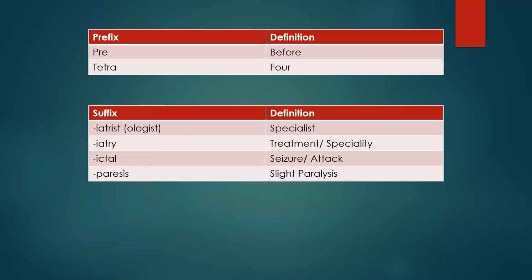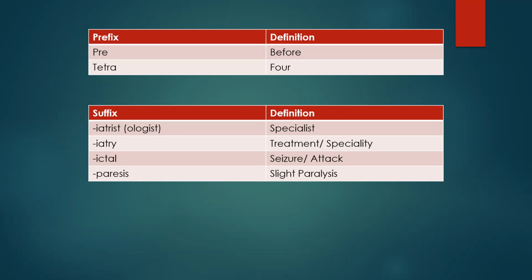A couple of prefixes. Pre meaning before, tetra meaning four. Obviously, we know bi is two, so tri is three. Some suffixes here. Iatrist, okay, urologist is a specialist. Iatry is a specialty and or treatment. So we see terms like physiatry, psychiatry, pertaining to a specialty of the mind. And then we have paresis, which means slight paralysis.